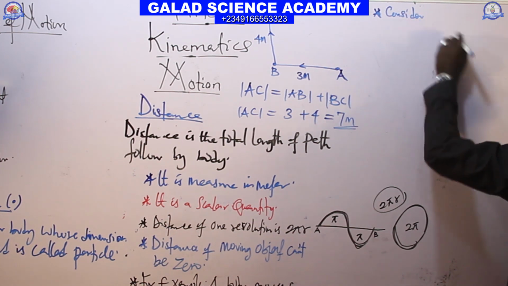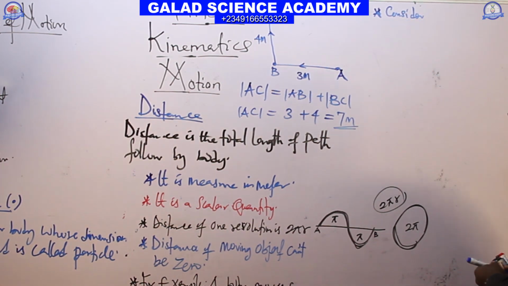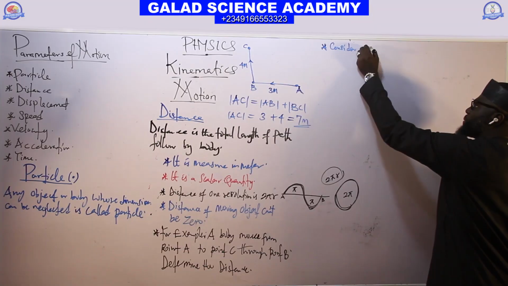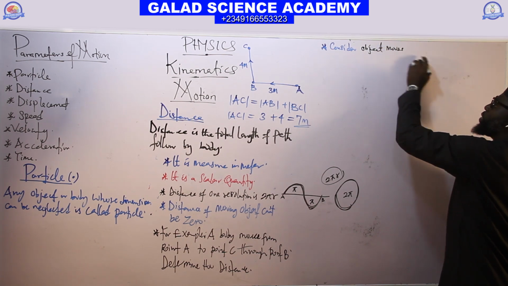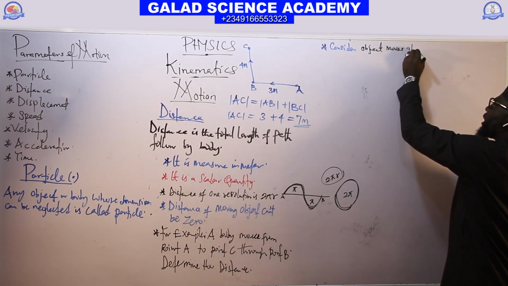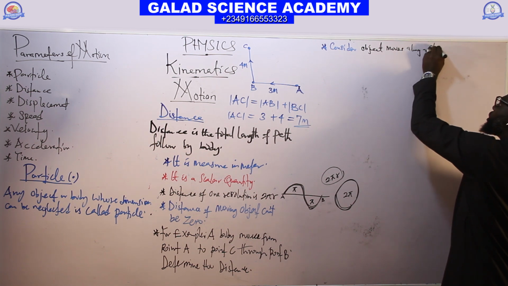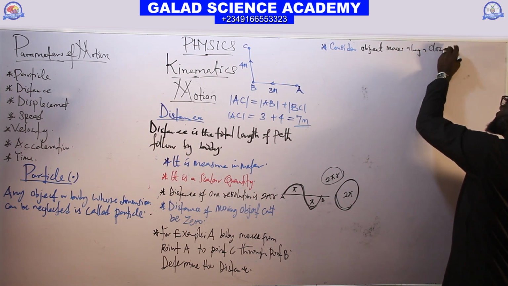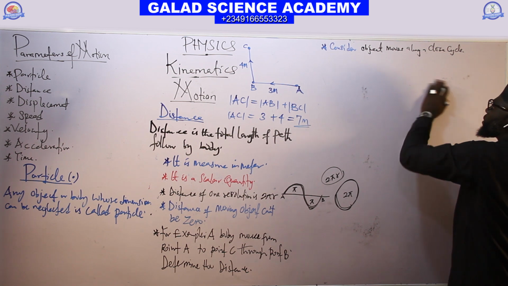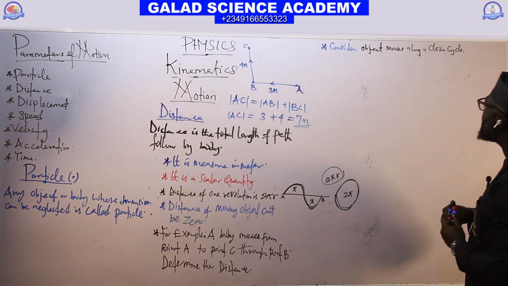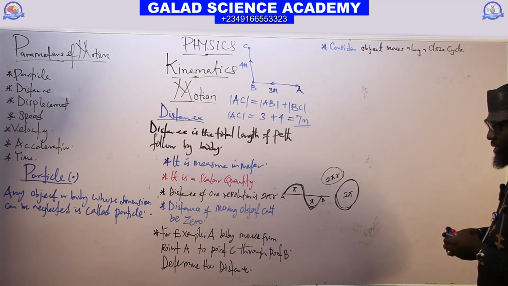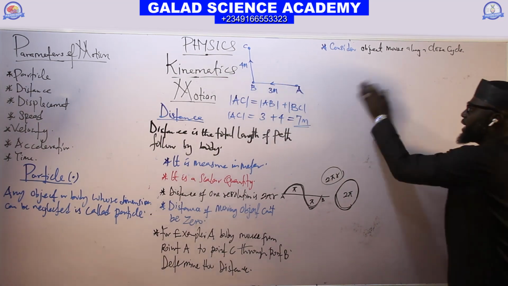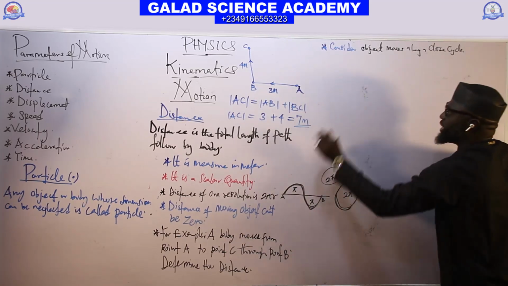Consider objects move along a closed circle. So if the object moves along the closed circle, the same question. That is for the same question here.